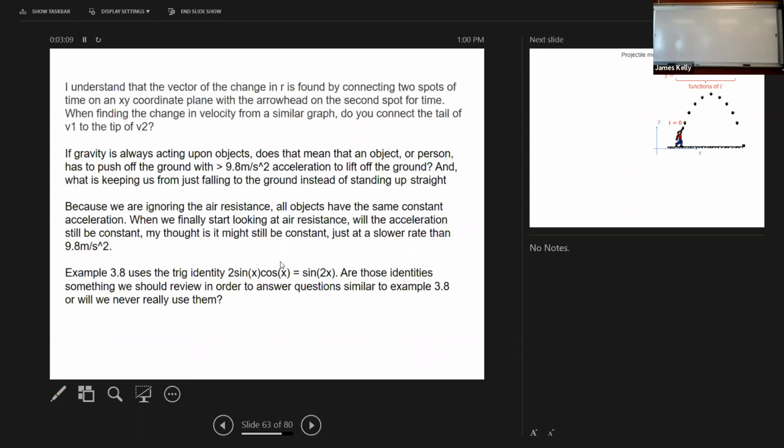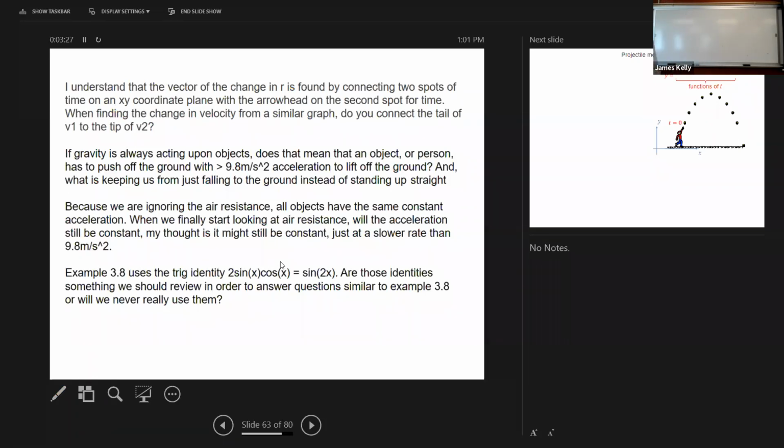Second question: if gravity is always acting upon objects, does that mean that an object or person has to push off the ground with greater than 9.8 meters per second squared acceleration to lift off the ground? And what is keeping us from just falling to the ground instead of standing up straight?